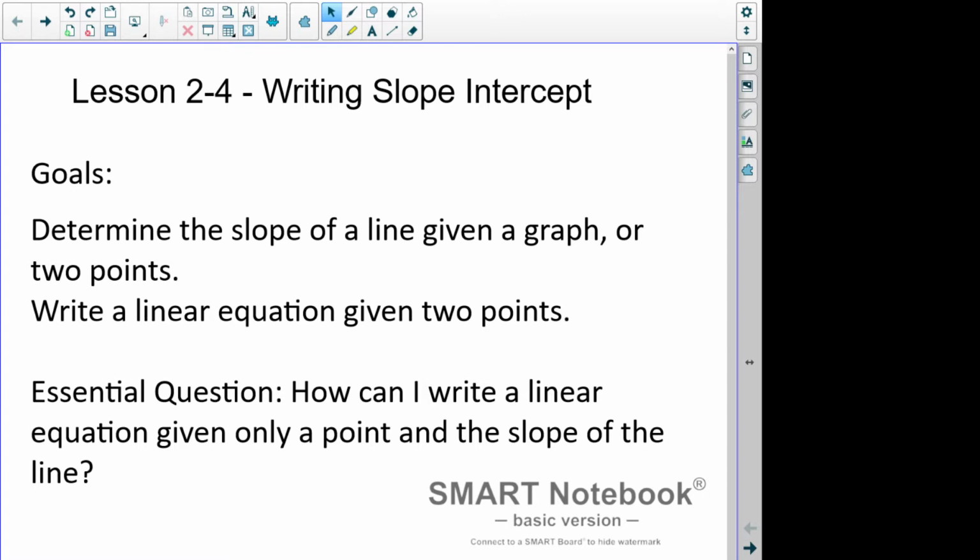Our essential question today is, how can I write a linear equation if I only have 1 point and the slope of the line? So this is kind of a challenging task for some people, so that's what we're going to focus on today.